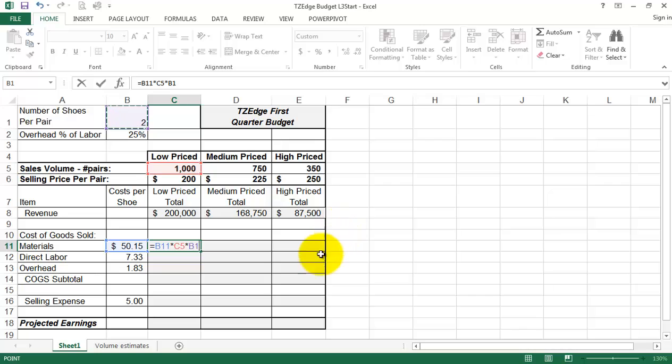So it's 3 parts to the formula. The cost of materials for 1 shoe times the number of pairs, that's 1,000, but each pair actually has 2 shoes, so this should be 2,000. So we do that by multiplying by 2. And then I press enter, and it comes back with $100,000 and $100,300. All right. Now remember what I just said up here about patterns.